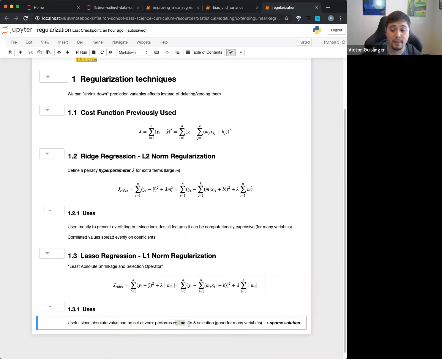So it performs estimation and selection, getting rid of those features, which gives us something called a sparse solution. You'll sometimes hear a sparse matrix. It means that some of the values in this matrix, or in this case the solution, are essentially 0. What is nice about this is that if you have a sparse solution or a sparse matrix, you can get a lot more efficiency.